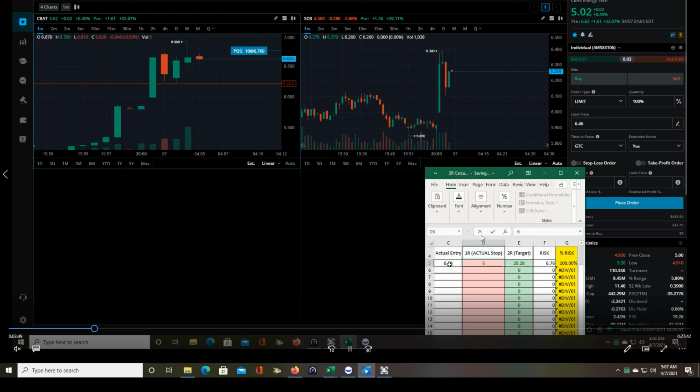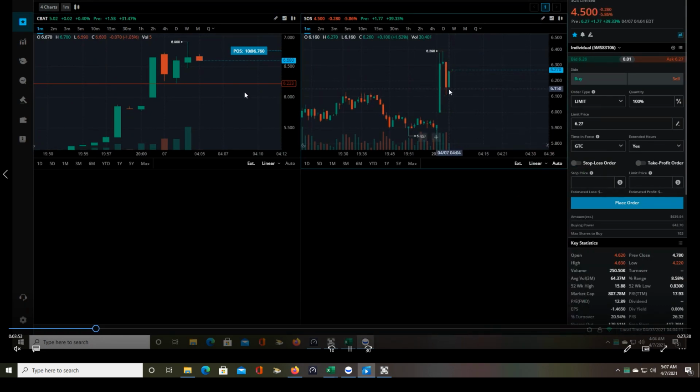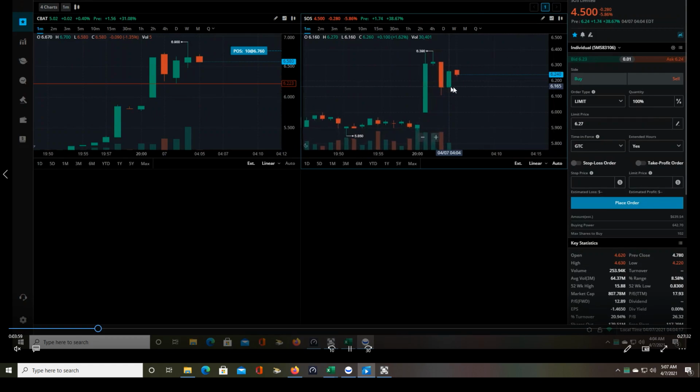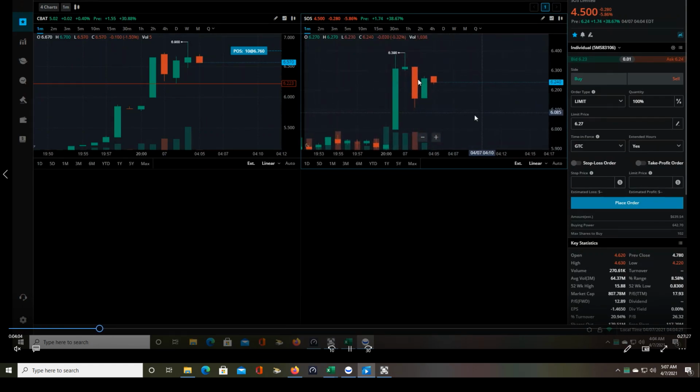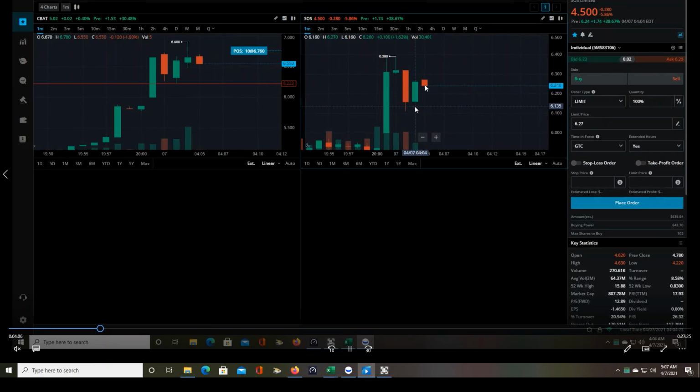So here I am using my 2-hour calculator, putting my actual entry and my stop loss in. That gives me a profit target of 784. And then now I'm watching SOS, because it looks like it's going to give me an entry. Right now, the top of these candles are the same exact price. So I want to see 628 or better, and then I get in. And same thing, the stop loss becomes the low of the previous candle.